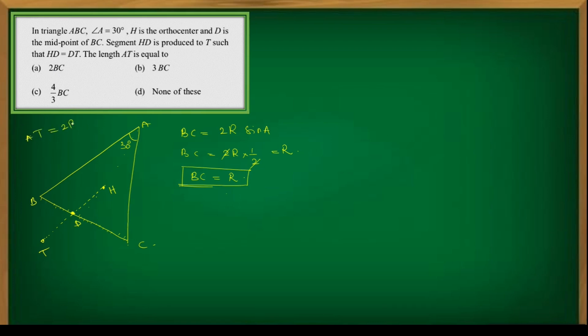So if I want to use this, the AT value should be, if I say the first option, 2R. If I say the second option, it should be 3R. If I say the third option, it should be 4 by 3 R. Do you understand? So therefore, we will try to find AT in terms of capital R now. So to use this, let us suppose somewhere I have the circumcenter O.